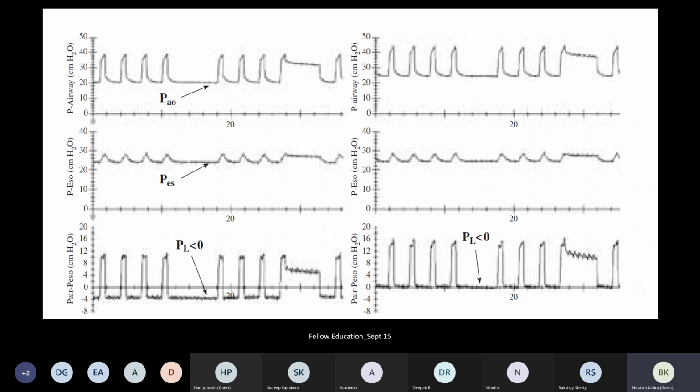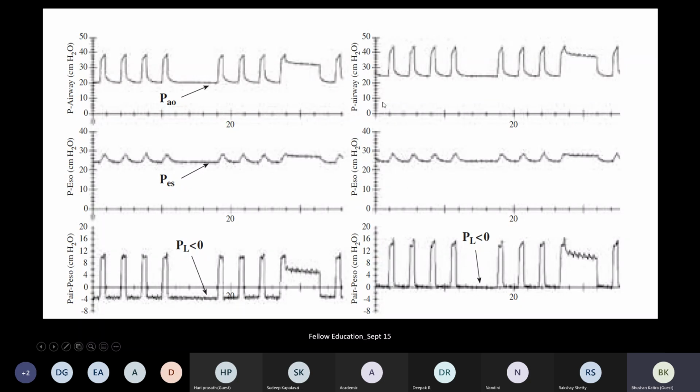Yet another example, this is all published in literature. Here you see an airway pressure where the PEEP at the time of zero flow, which is expiratory hold, is 20 centimeters, and you can see the esophageal pressure, which is above 20, somewhere close to 25. So the transpulmonary pressure is less than 0 or negative, which implies that likely the lung will get closed.